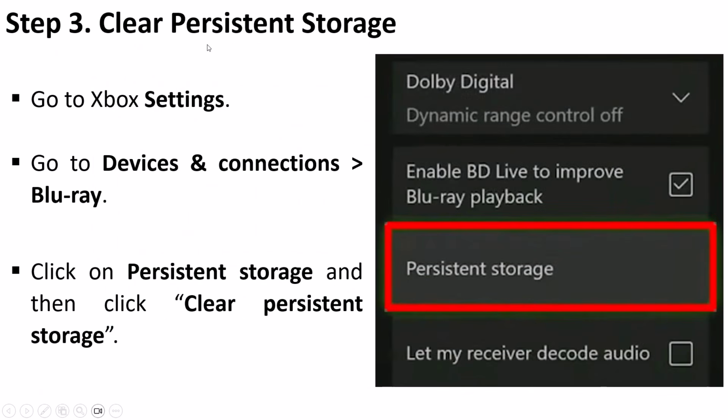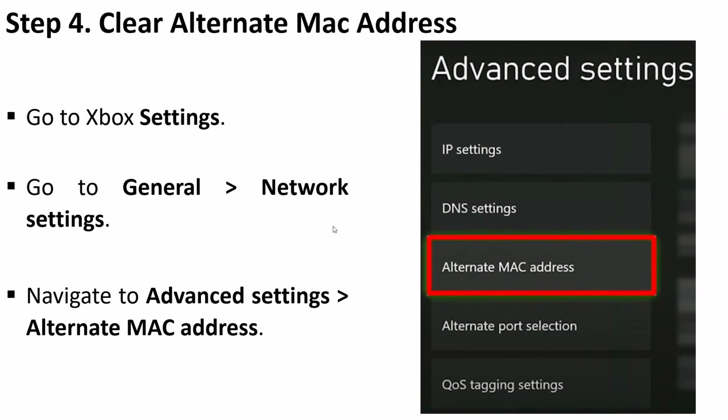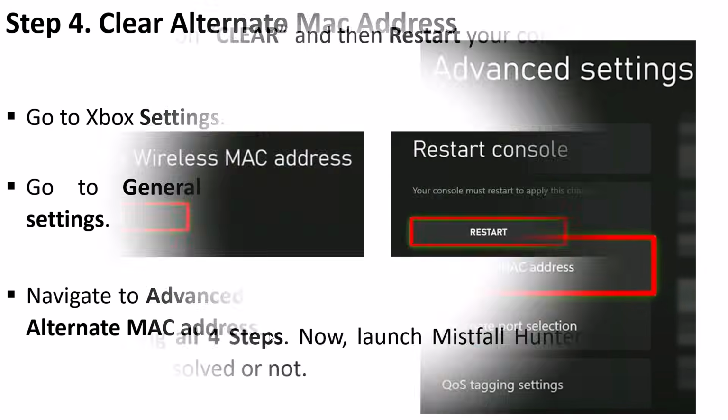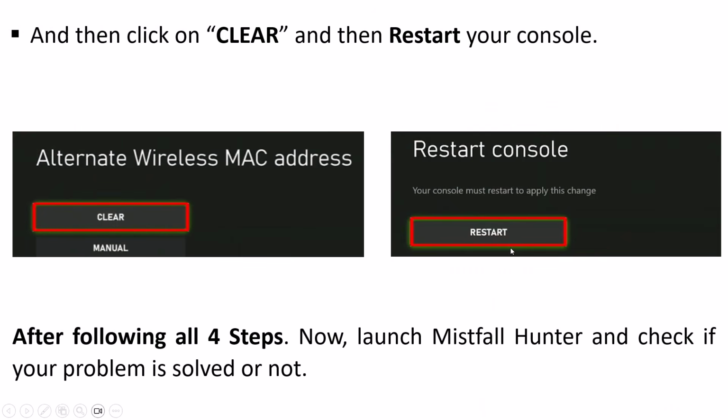Step 3 is to clear persistent storage. Go to Xbox settings, go to devices and connections, Blu-ray, click on persistent storage and then click clear persistent storage. Now if you don't see this feature on your Xbox console, then skip this step. Step 4 is to clear alternate MAC address. Go to Xbox settings, go to general, network settings, navigate to advanced settings, alternate MAC address and then click on clear and then restart.